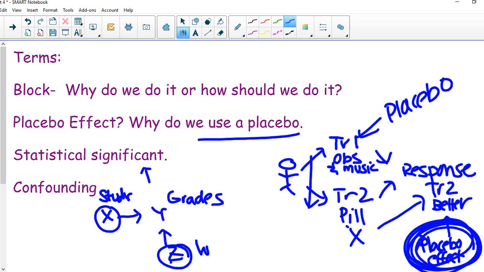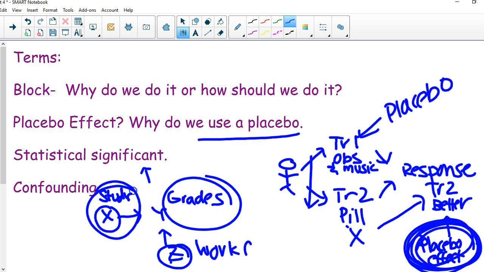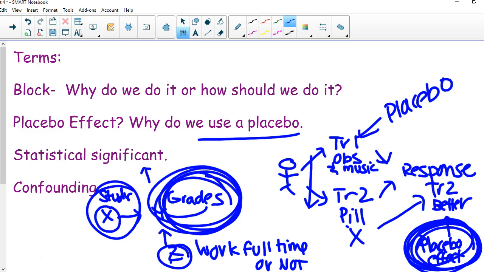So we could do some kind of experiment about how often you study and your grades, okay? Well, what else would affect grades? Maybe if you work full-time or not. So you'd say, well, the bad grades were not because the person didn't study that much, but because they worked full-time. It's something else influencing it. And now we don't know if the grades were because they worked full-time or because they didn't study.